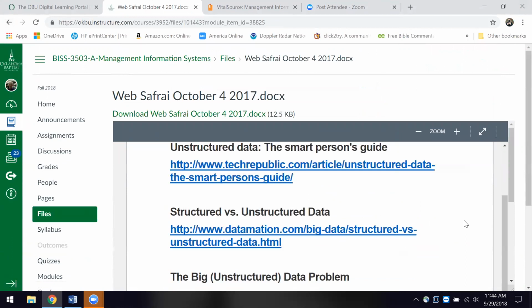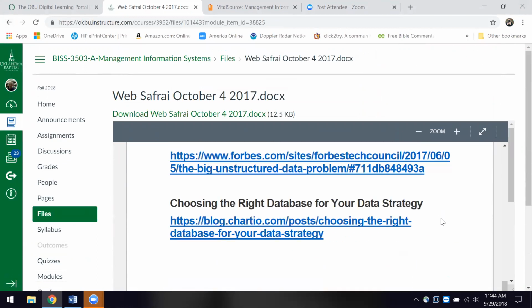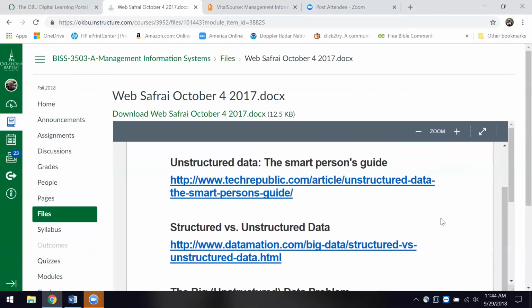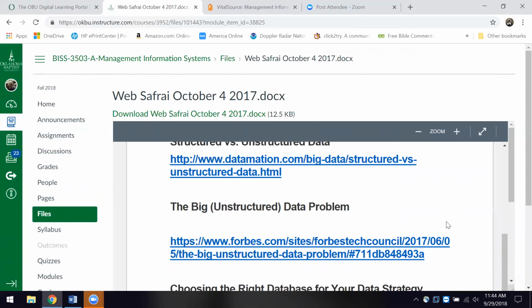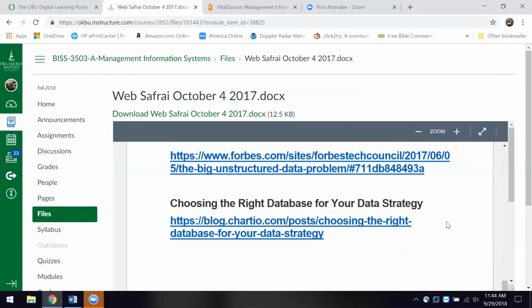Now, I want you to go over and take a look at these and spend some time so you understand the difference between structured and unstructured data and what we call the big data problem and the right database for your data strategy. Now, if there's anything I think you really ought to see, it's this one.